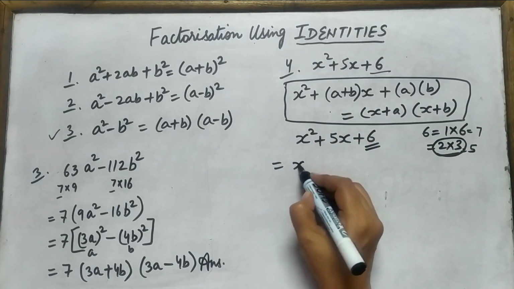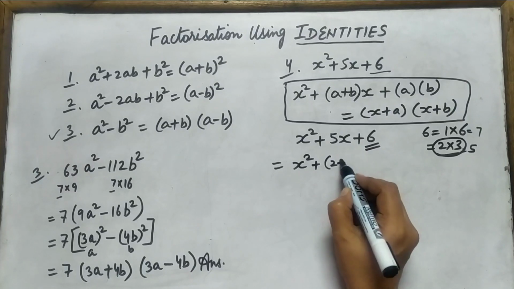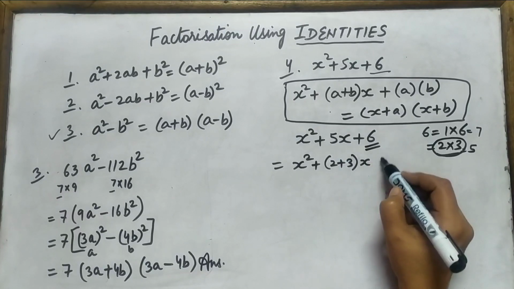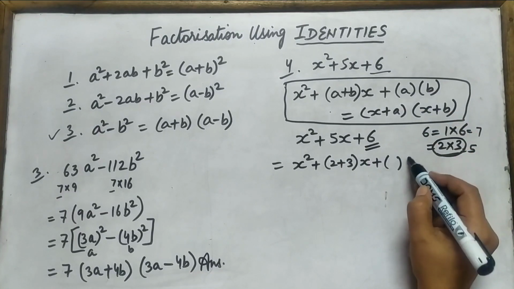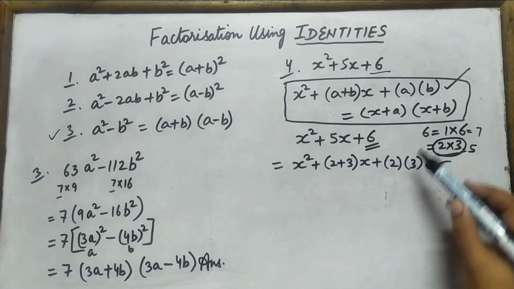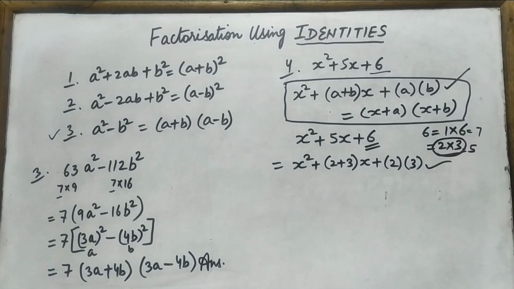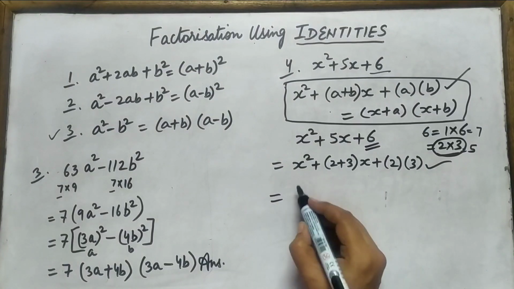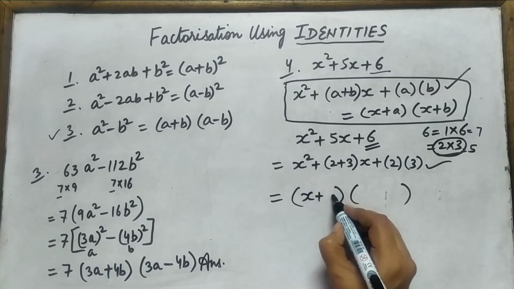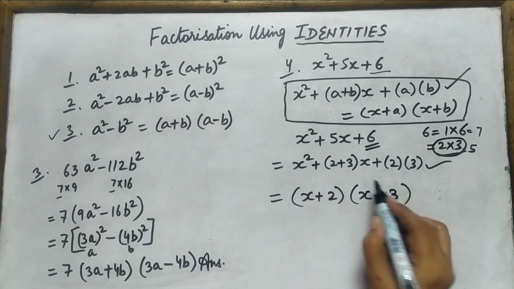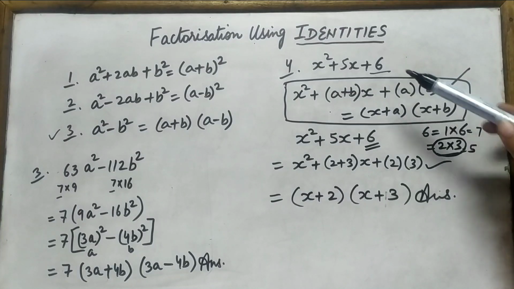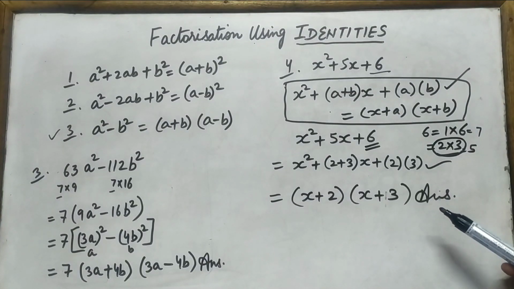We will write x square plus (2 plus 3) x plus 6. In place of 5 we can write 2 plus 3, and x is there, and 6 can be written in the form of multiplication, 2 into 3. Now we can compare the question with the left hand side of the identity, and we are having the right side in the form of brackets, x plus a as the first term and x plus b as the second. So we are converting the given question into bracket form, meaning factors are formed.